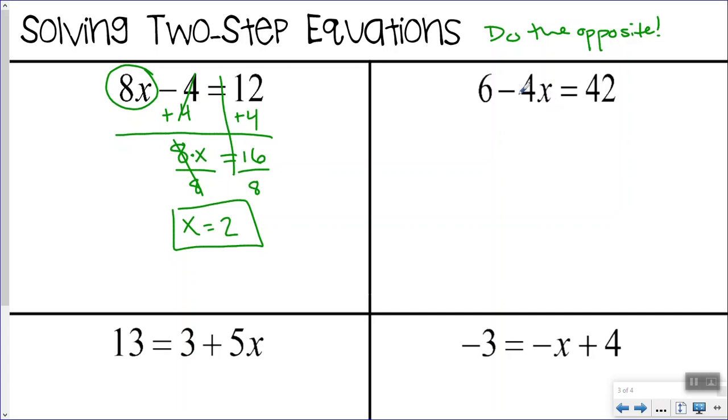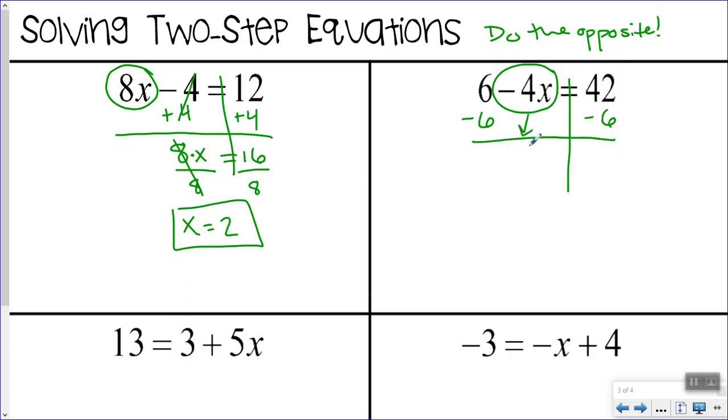For this next example, I'm going to circle my variable term, and remember that when we talked about coefficients, we talked about including the sign in front of the number. So I'm going to make sure that I circle this negative sign in front of the 4. Now, outside the circle, I see a +6. In order to get rid of that 6 and make it 0, I'm going to subtract 6 from both sides.